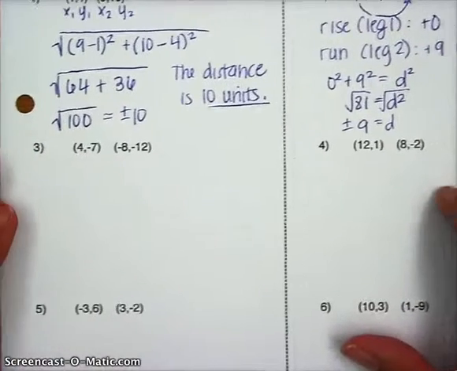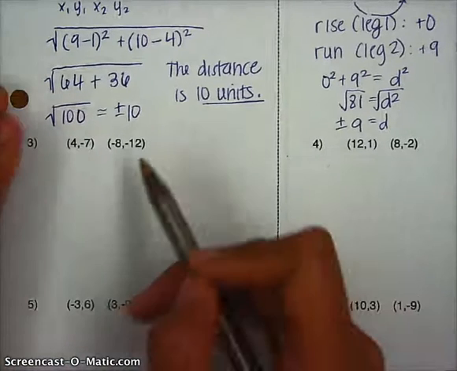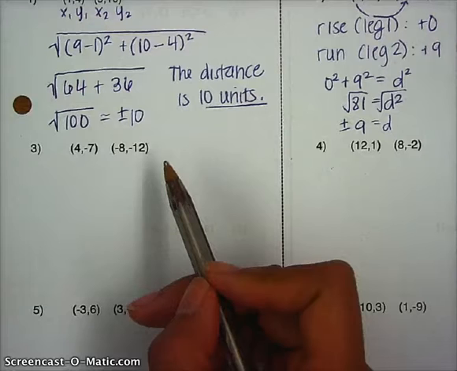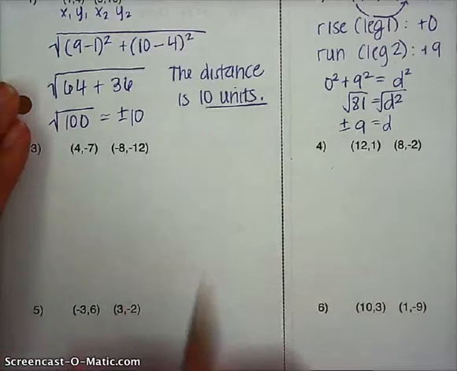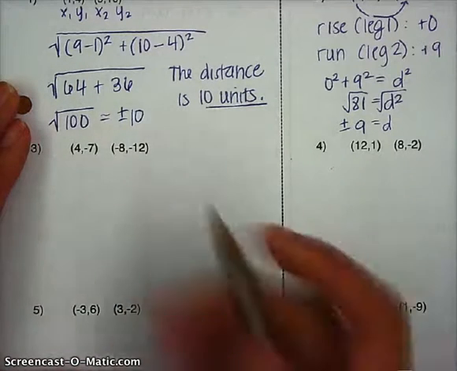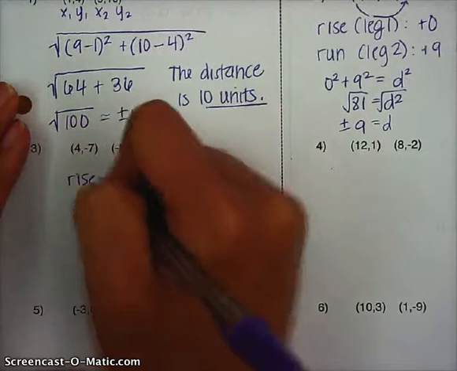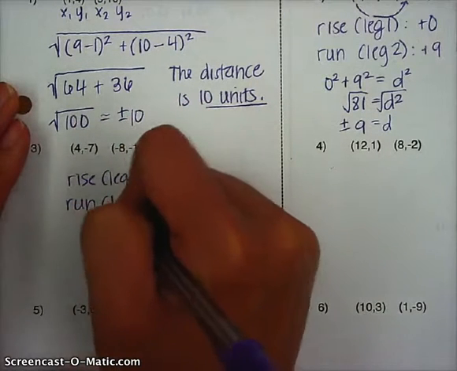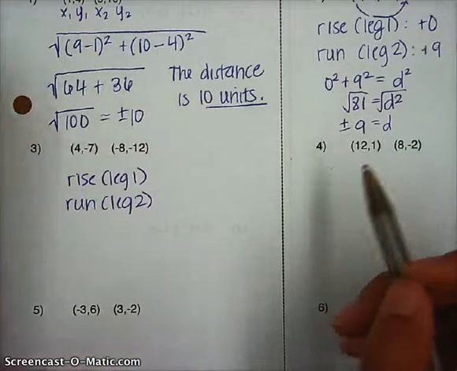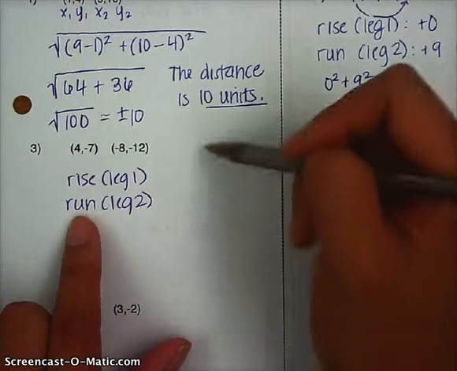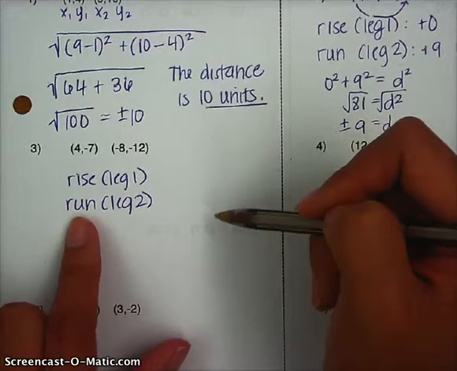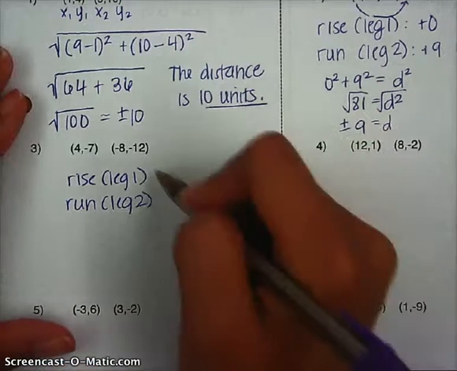So let's try one together. Let's try this one. So for this problem right here, in order to find the distance, I'm going to go ahead and use the Pythagorean Theorem. And in order to do that, I must identify the 2 legs. So I'm going to call rise leg 1 and run leg 2. So please help me out, boys and girls. If I'm trying to figure out the rise, which coordinates should I be looking at? Tell me in 3, 2, 1, go.